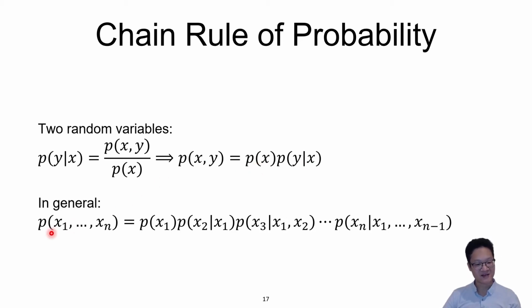In general, if you have many variables, you can keep doing this. So you can write P of x1, which is the first term here, times P of x2 given x1, the second term. But then with many variables, you keep going. You do P of x3 given everything before, and then P of x4 given x1, x2, x3, everything before. And then eventually P of xn given everything before.